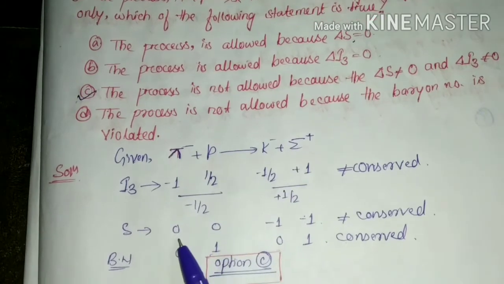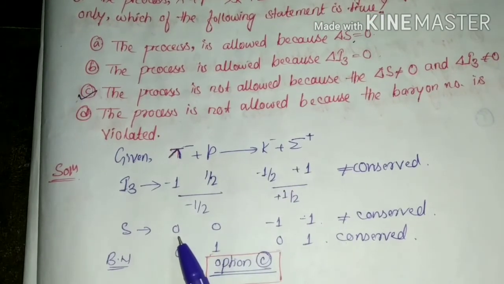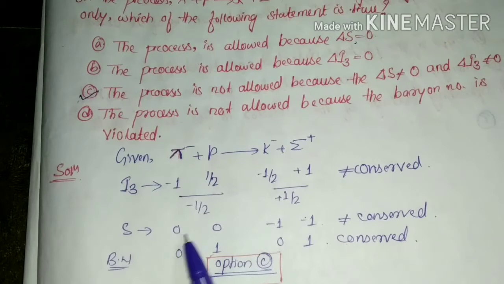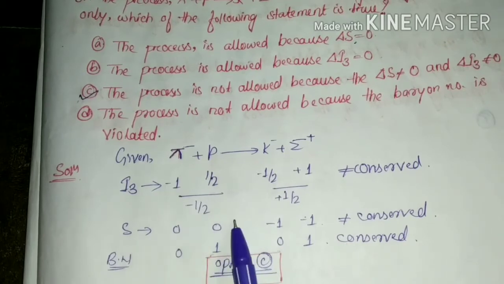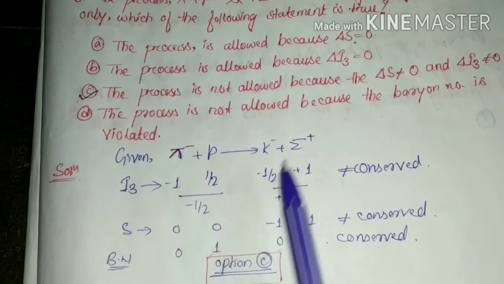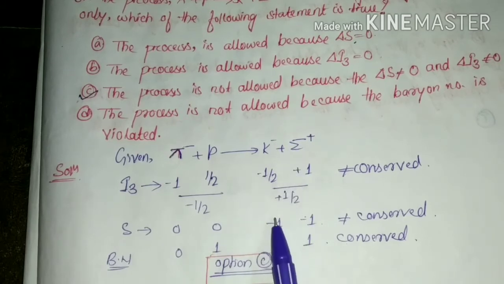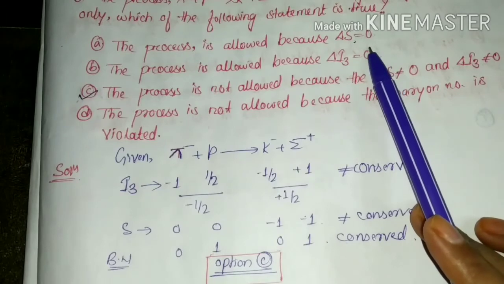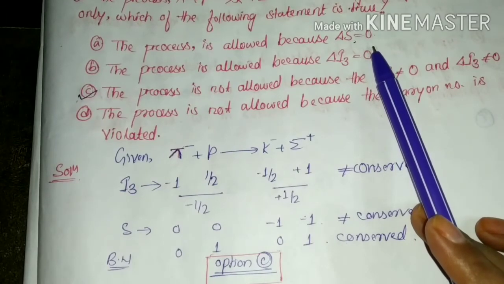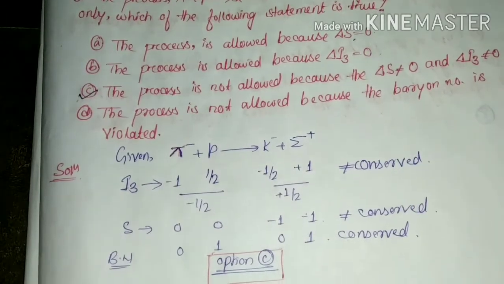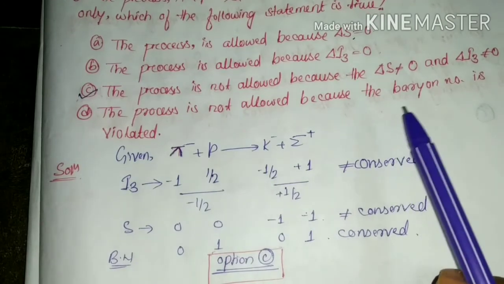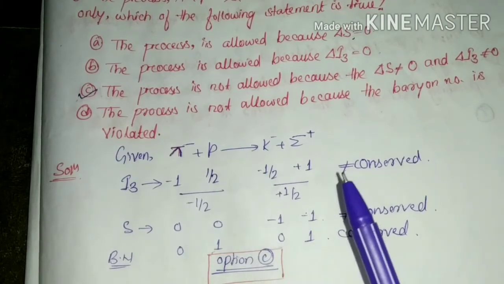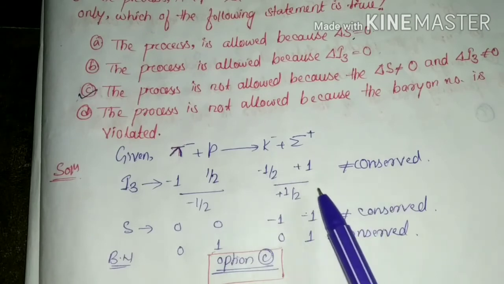Now we will see the strangeness, delta S. It is 0 for both these terms. For cascade negative it's minus 1, for sigma positive it's minus 1. So you can see the delta S is also not conserved. So the first option is also wrong because it says the process is allowed because of delta S. And we have to consider the strong interaction, so this is the reason we are checking this.